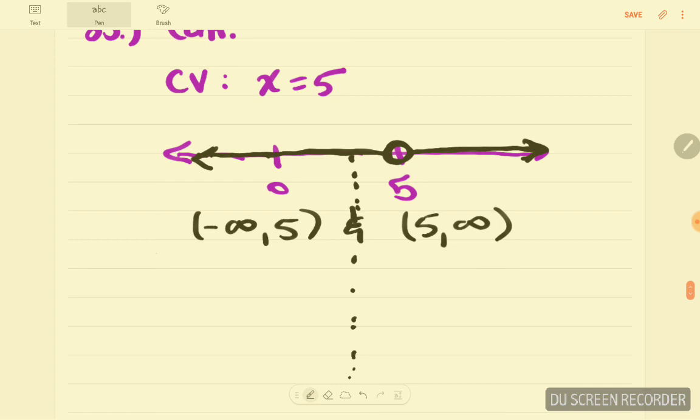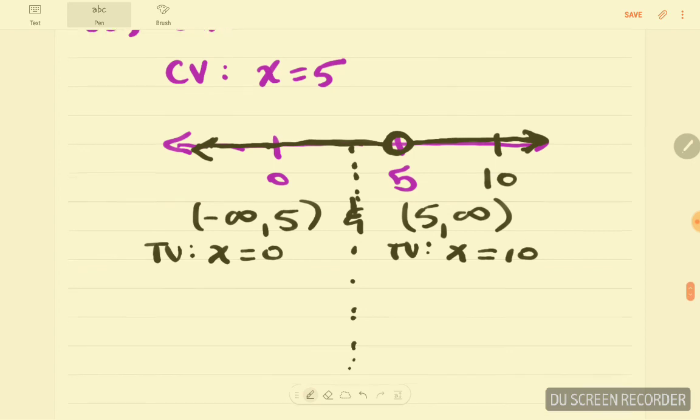So for this side, my test value, I'm going to use x equals 0. That's an easy one. On the other side, I'll just use 10. No particular reason, except that 10's a nice number sometimes, can be a helpful number in certain scenarios. So I'm going to use my test value of x equals 10.